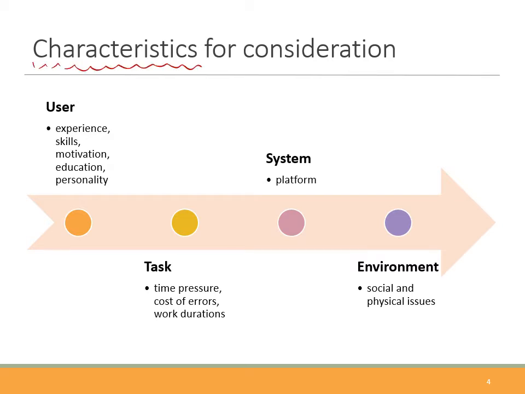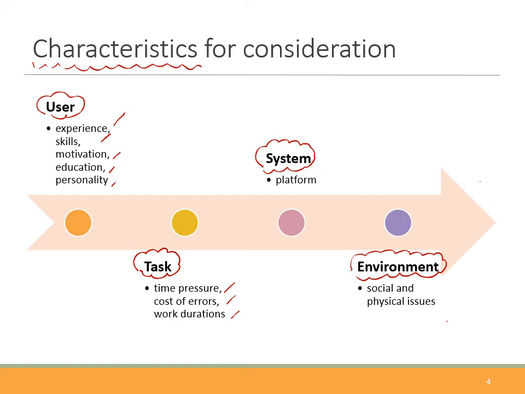First, definitely, is the user. For the user, we should consider their experience, skills, motivation, education, and personality. Second is the task whose usability we want to assess. It could be about the time, the errors, the work duration. Third is the system itself, the platform that we use to run and provide the system, and also the environment of the whole system, the social and physical issues, for example.